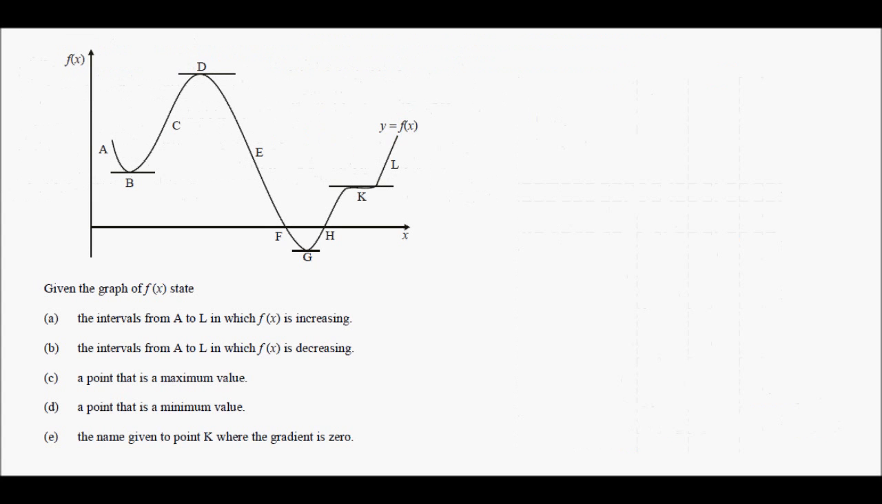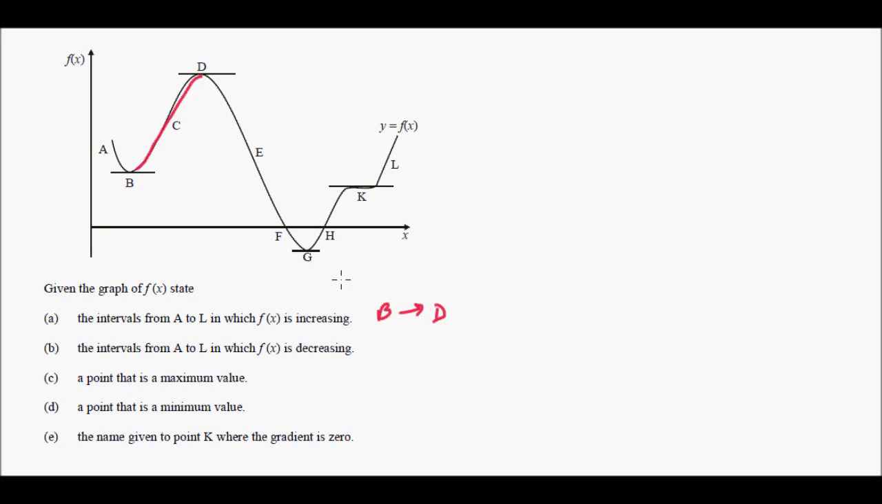Okay, so let's try a problem here. This would be a typical paper 1 problem, maybe 1 point apiece. It says, given the graph of f of x, state the intervals A through L where f of x is increasing. I'll do increasing in red. So when does it have a positive slope? Right here, so from B to D. You can just write it like that.